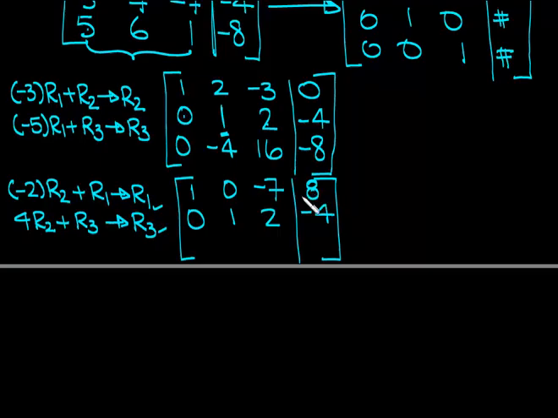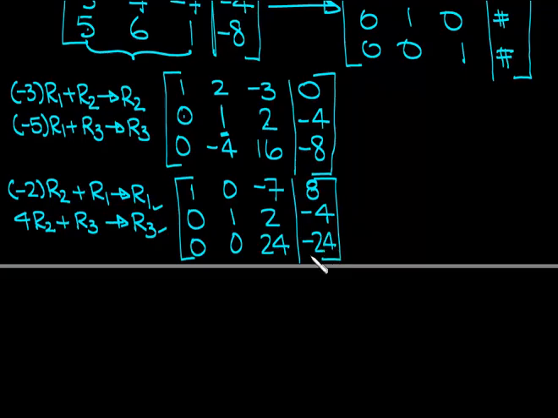Okay. The next thing we want to do is multiply the second row by 4 and add it to the last row. So 0 times 4 is 0. 0 plus 0 is just 0. 4 times 1 is 4. 4 minus 4 is 0. 2 times 4 is 8. 8 plus 16 is 24. Okay. -4 times 4 is -16. -16 plus -8 is -24.